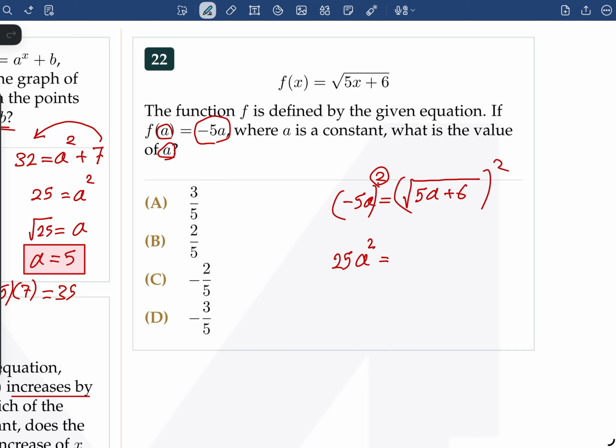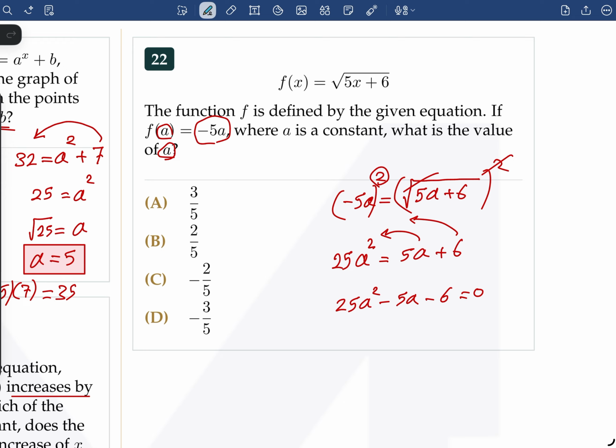And then the square here cancels the square root. So we have 5a plus 6. Now we have a quadratic equation. If we want to get the value of a, we need to focus on how to solve this equation. Solving the equation means we need to move everything to the other side. So we have 25a squared minus 5a minus 6 is equal to 0.